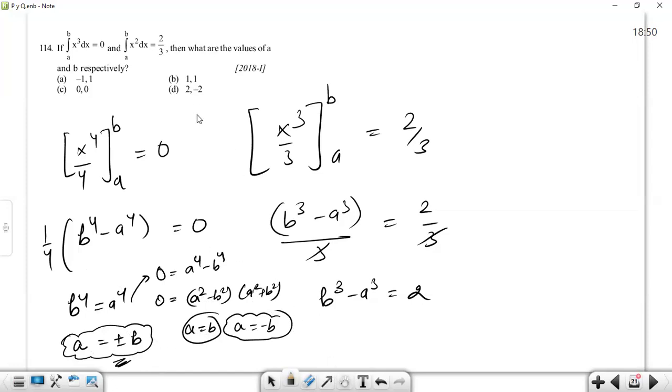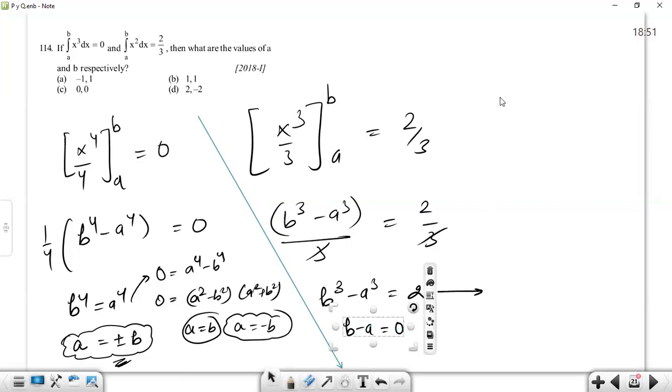Yes, sir. So let's focus on solving this. So b cube minus a cube is 2. Now we can substitute. Now we can use our options also, because we have to utilize whatever resources we have. So if we consider a equals to b as per our assumption, so b minus a should be 0, but it is not satisfying this condition. So it is evident now that a cannot be equal to b.